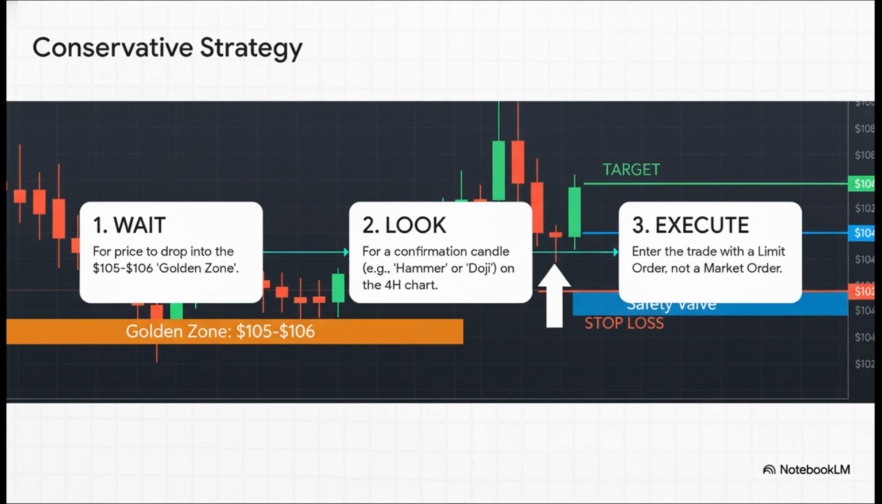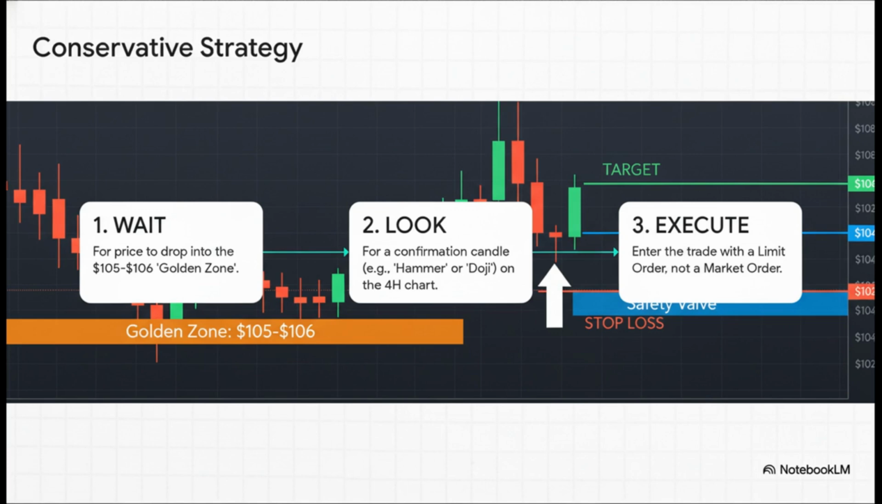Step 1 is easy. We wait. We literally do nothing. We sit on our hands until the price drops into what we're calling our golden zone. Step 2, we look. Okay, once the price is in our zone, we need to see some proof that the buyers are actually showing up. We're looking for a specific type of confirmation candle on the chart, maybe something like a green hammer candle.